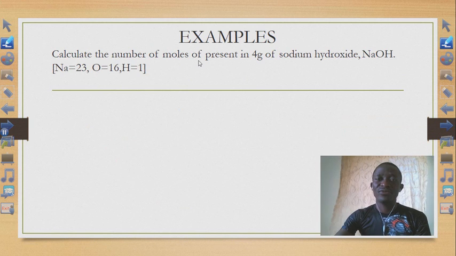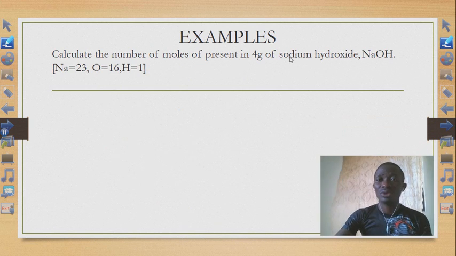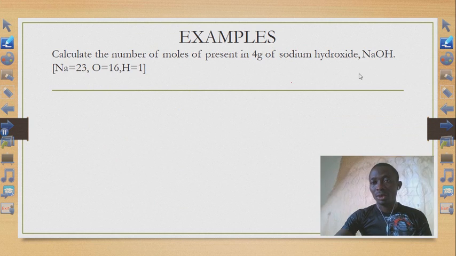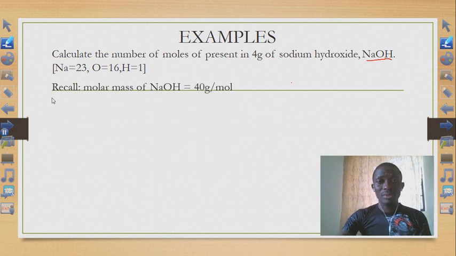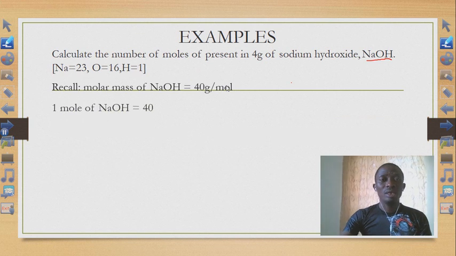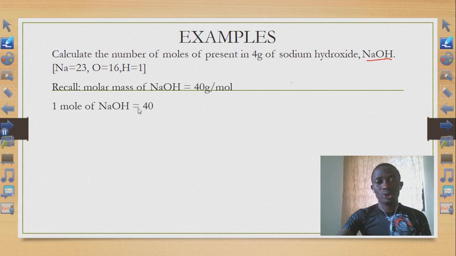Calculate the number of moles of substance present in 4 grams of sodium hydroxide. Now this question has given us the formula of sodium hydroxide, and it is given as NaOH. So what do I do? I go on to say, recall the molar mass of sodium hydroxide is 40 grams per mole. I believe we all still know how to calculate that. And if 1 mole of sodium hydroxide is 40, this is settled. We all know that 1 mole of any substance equals the relative molecular mass of the substance. So 1 mole of this equals the relative molecular mass, which is 40.